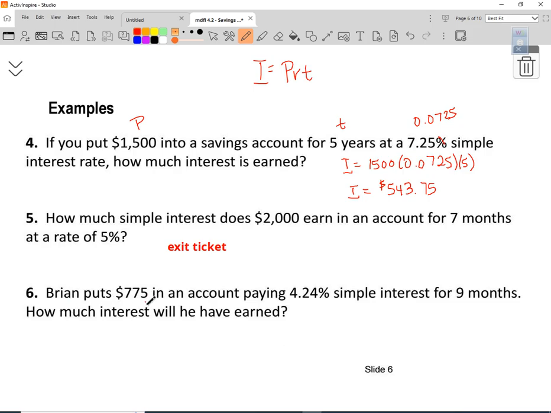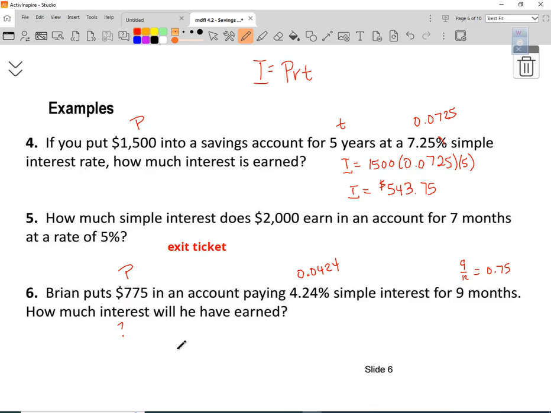Brian put $775 in an account paying 4.24% simple interest for 9 months. How much interest will be earned? So that's our unknown again. This is our principal. That's the original amount put into the account. Drop the percent, divide by 100, and you get 0.0424. Now here's the trick. This is not a year. This is for 9 months. So we're going to do 9 divided by 12 because there's 12 months in a year. So 9 divided by 12 is 0.75, that's the part of a year that it is.